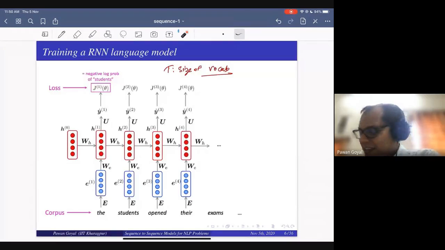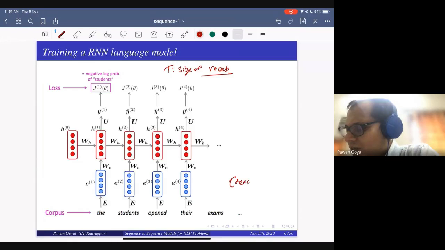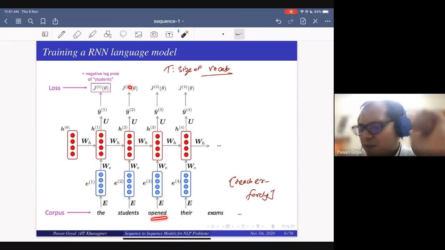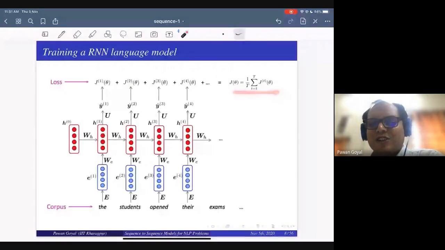And then you feed the correct word. This is called, you may have heard this term, teacher forcing. During training time, you don't take your own output; you feed the correct output again. Then you get a new distribution, take the minus log probability of "opened", and that is your loss. Keep on adding the losses and use that to backprop. It's as simple as that. That's how you can train your RNN language model.